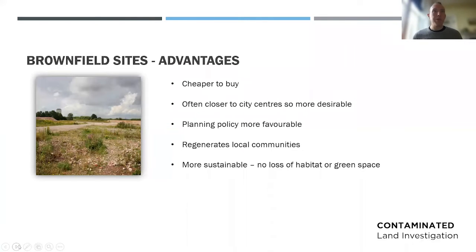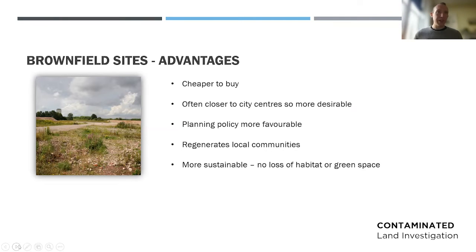The sites are cheaper to buy, which offsets the extra cost of developing them. They're also usually in city centres, so more desirable, which means developers can charge more. And brownfield development can regenerate local communities. So if an area is derelict, full of industrial buildings that have been left, they become rarely visited or even dangerous, but redevelopment can turn this around. So councils are pushing for redevelopment on brownfield sites.